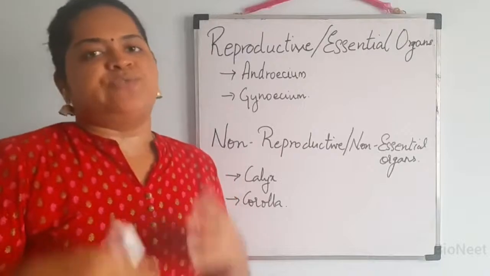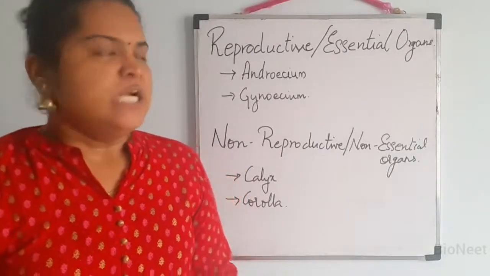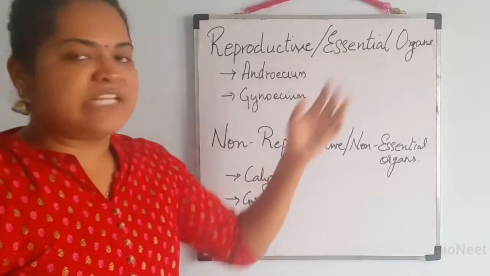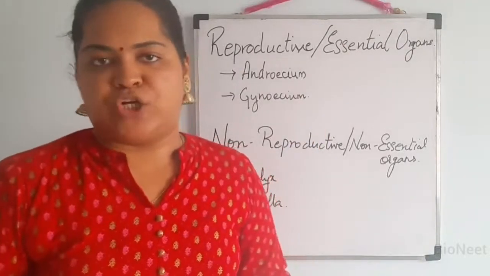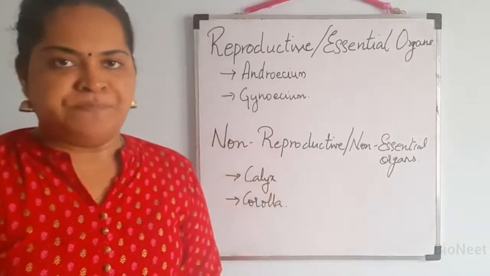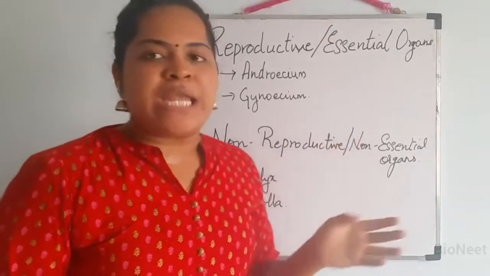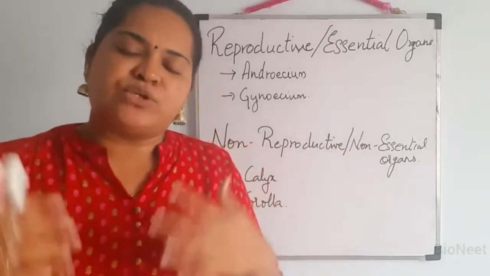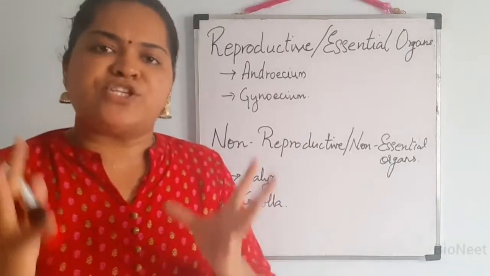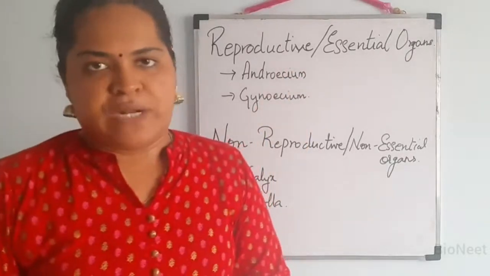Now moving on to the reproductive and the non-reproductive part of a flower. We call the reproductive part of the flower the essential organs or essential part of a flower. Why? Because they take part in the reproduction process. We call the non-reproductive part the non-essential organs because they do not directly get involved in the process of reproduction. They are just there to protect the reproductive organs in a flower.